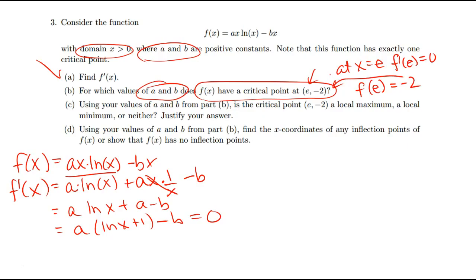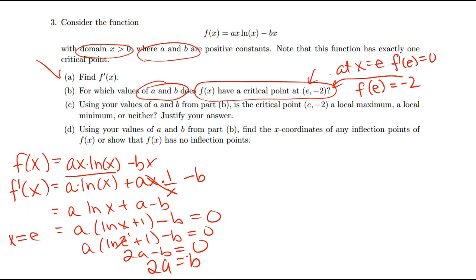So first I want to solve this at 0, and that's when x equals e, right? So a, ln of e plus 1 minus b equals 0. ln of e is just 1. So this is 2a minus b equals 0. 2a equals b. And we're going to use that to put in our next equation.